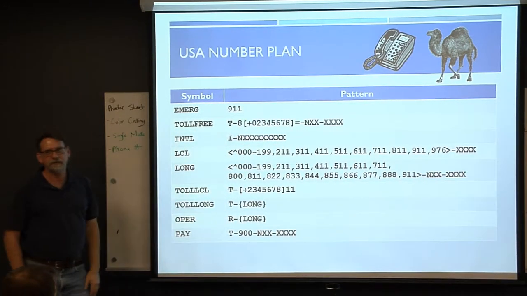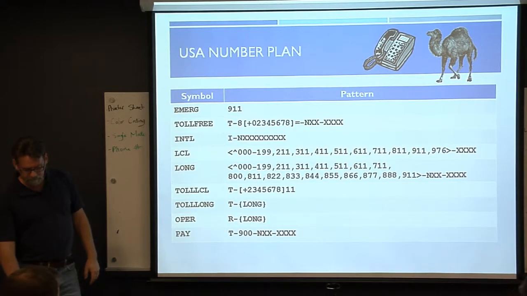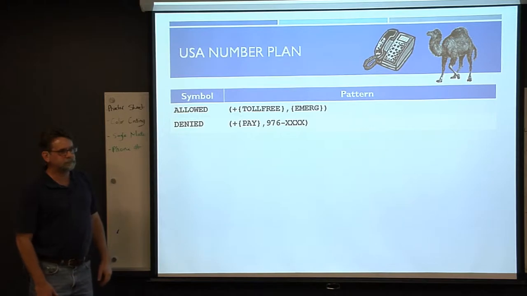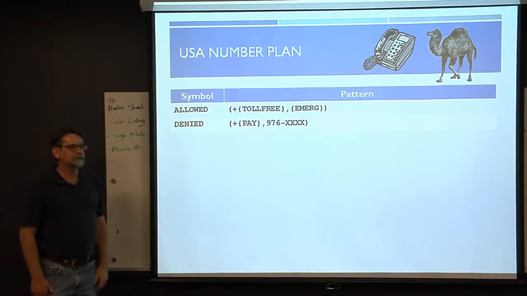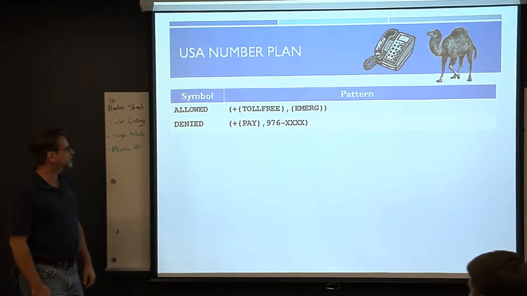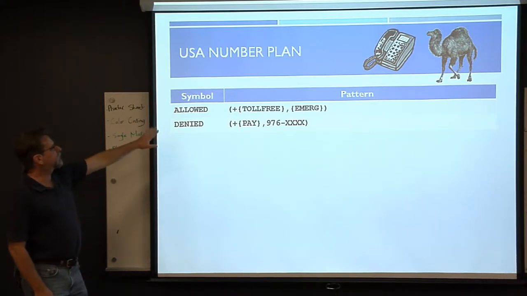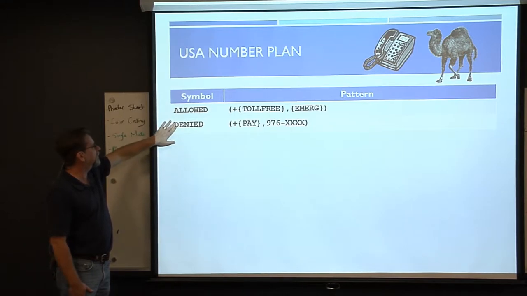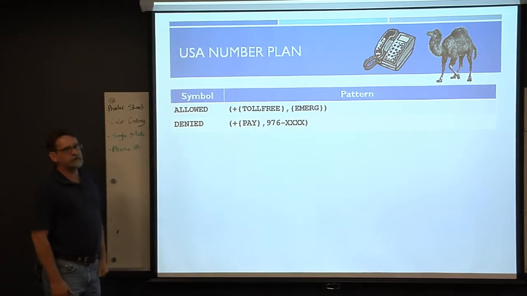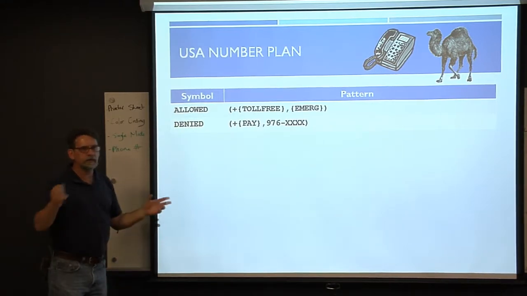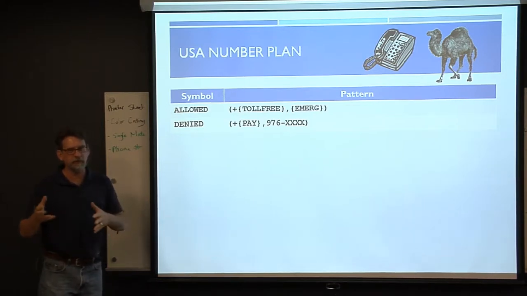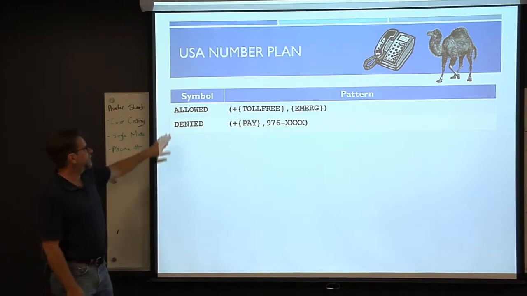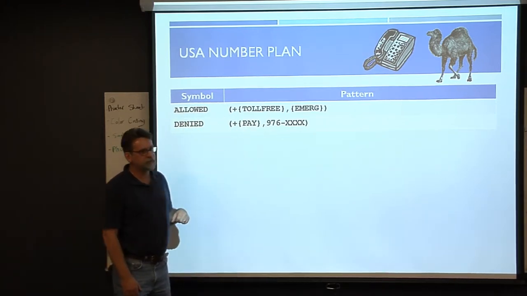911. Oh, and the trade-off seems valid, though. Yeah, the convenience of emergencies. Exactly. And for testing purposes, I also had in my patterns what's called allowed and denied. If you want to test the phone system and try all the different allowed numbers to make sure the phone system lets me do it, and try all the denied numbers to make sure it doesn't let me do it, you can just make those patterns here.